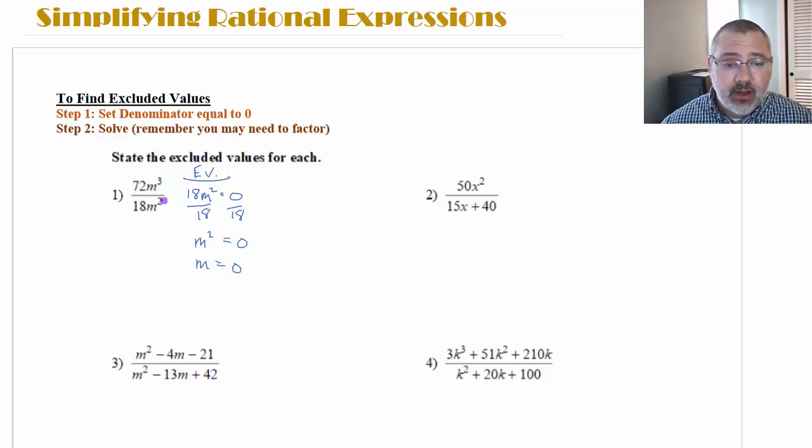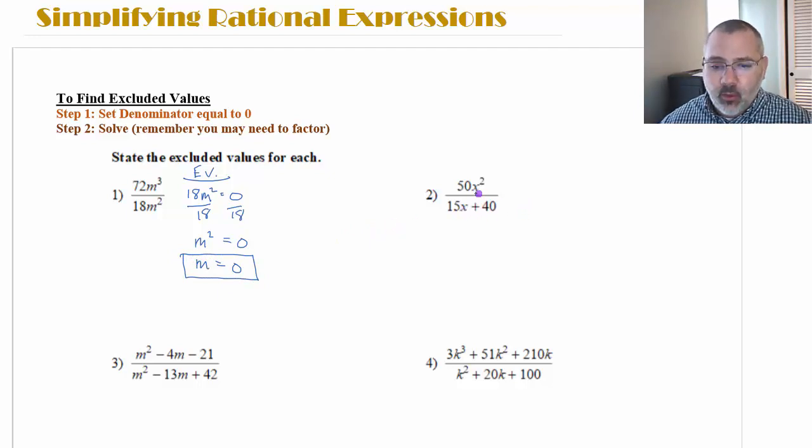Why? If I plug in 0 here, 0 squared is 0. 18 times 0 is 0. No matter what the numerator is, my denominator would turn out to be 0. And that means it would be undefined. Therefore, that value must be excluded. Let's see a couple other examples.